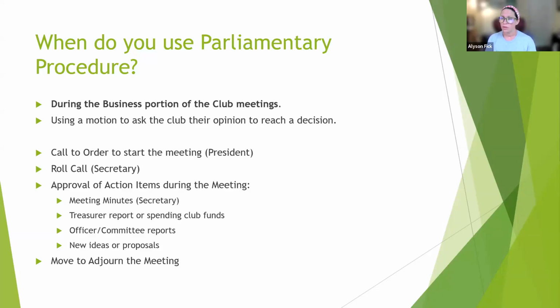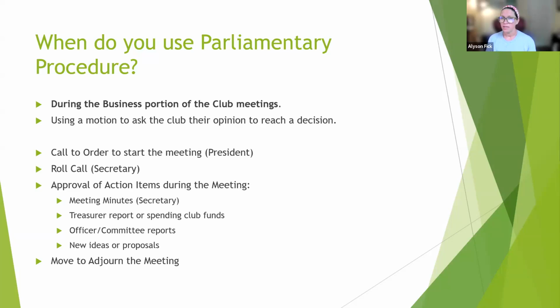You can also use parliamentary procedure to approve basic action items during the meeting, approving meeting minutes, approving a treasurer report, or if you're making a decision on spending club funds. If you have officer or committee reports that need to be approved, you would also utilize the parliamentary procedure of voting to approve those.